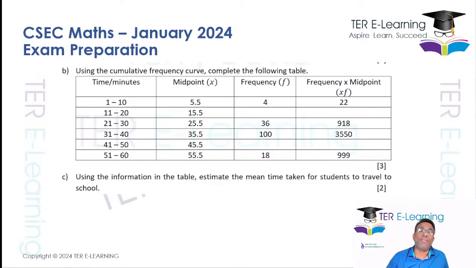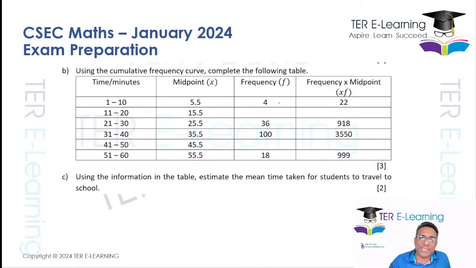Now we have a next part to this question. Using the cumulative frequency curve, we want to complete this table here. Lots of students have serious problems with questions like this, and CSEC have brought this question at least twice in the past few years. So what has happened here is that they gave us a cumulative frequency curve, and they've given us what the frequency looks like. Now, what we need to do is go to the graph.